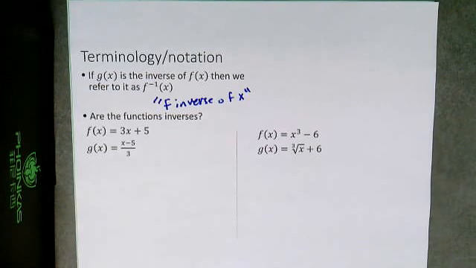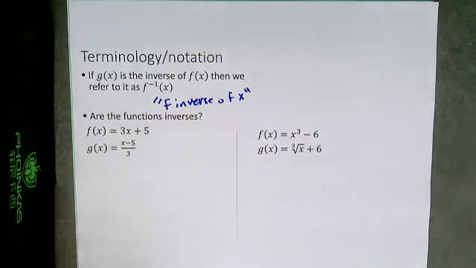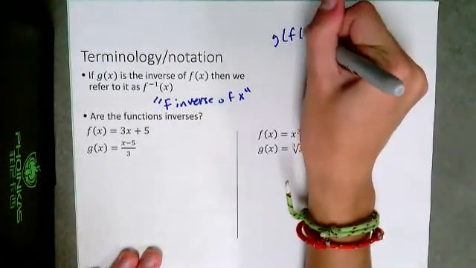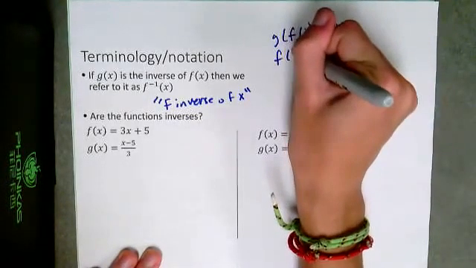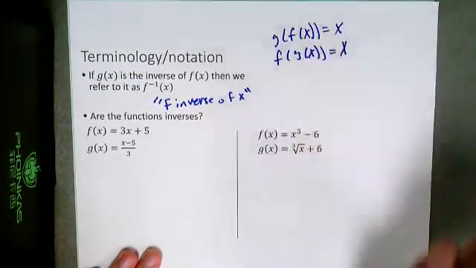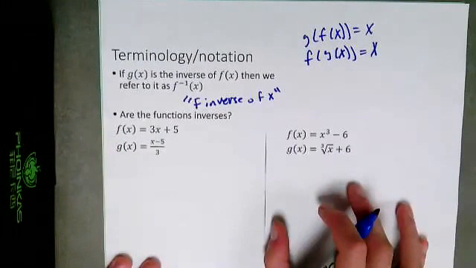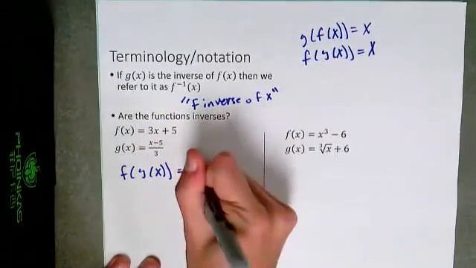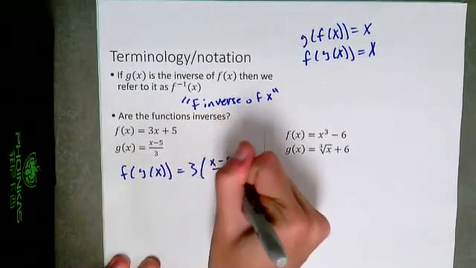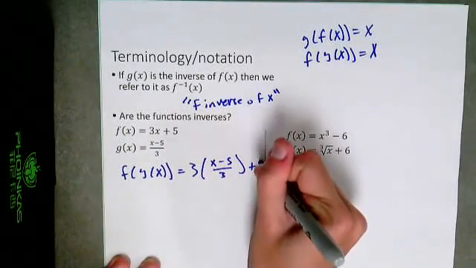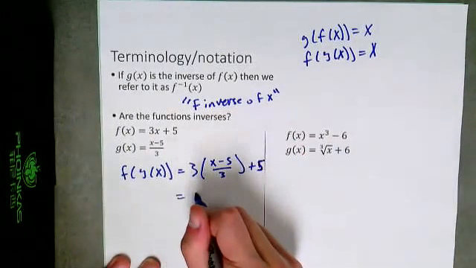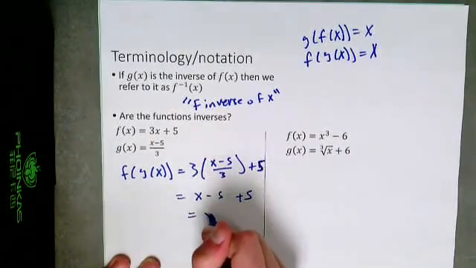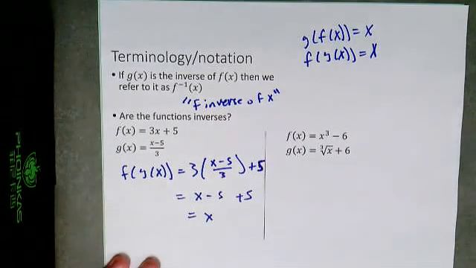Are these functions inverses? f of x is equal to 3x plus 5, and g of x is equal to x minus 5 over 3. Well, to be an inverse, you have to have g of f of x equal to x, and f of g of x equal to x, right? It doesn't matter which one we choose. Let's do f of g of x. This is equal to 3 times x minus 5 over 3, plus 5. This is equal to x minus 5 plus 5 equals x. Cool. That's one way done.